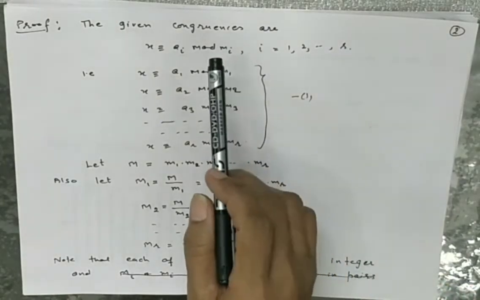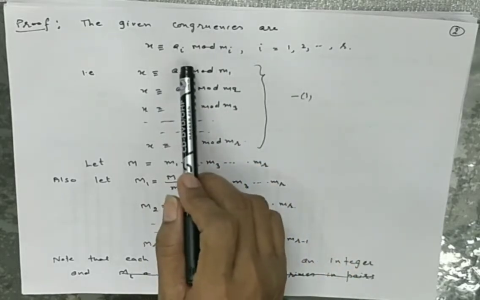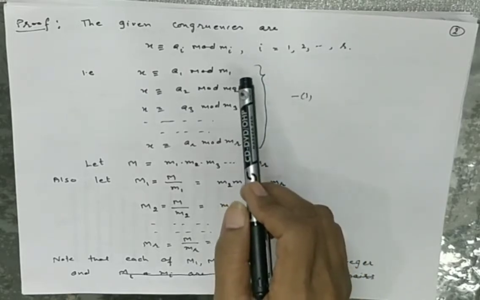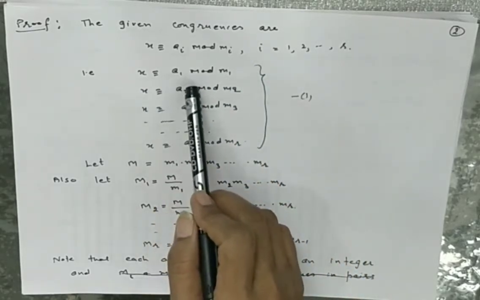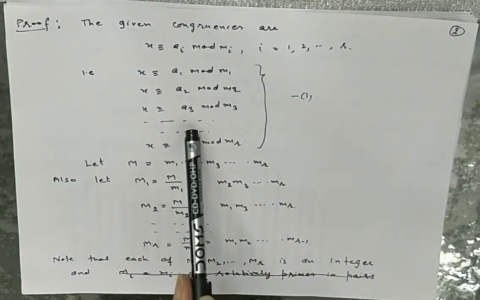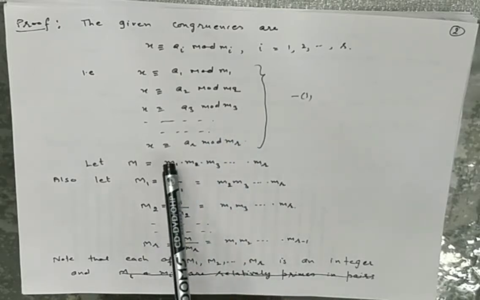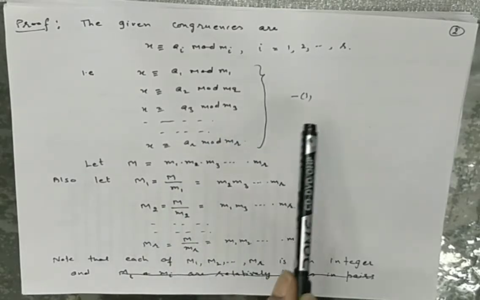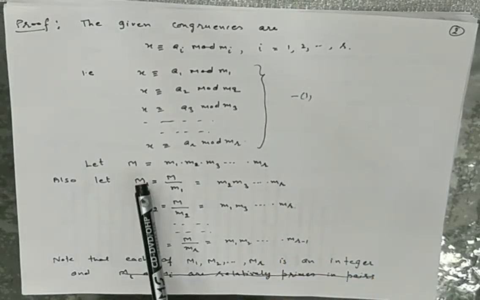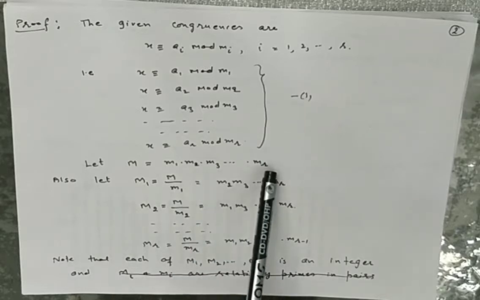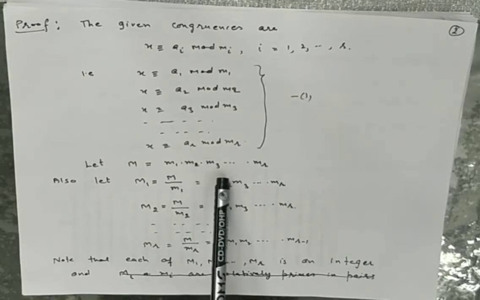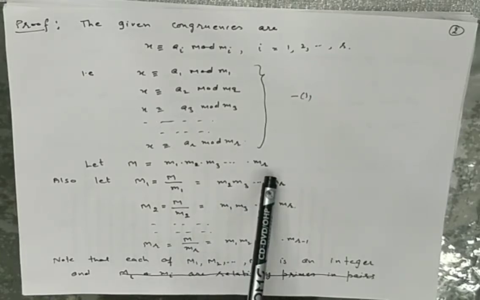Now we have the given congruences, x is congruent to ai modulo mi, where i varies from 1 to r. We can write it as this system: x is congruent to a1 modulo m1, x is congruent to a2 modulo m2, x is congruent to a3 modulo m3, and so on, x is congruent to ar modulo mr. Let it be equation number 1. Now, let capital M be the product of all these mi's, that is, M is equal to m1 into m2 into m3, and so on up to mr.